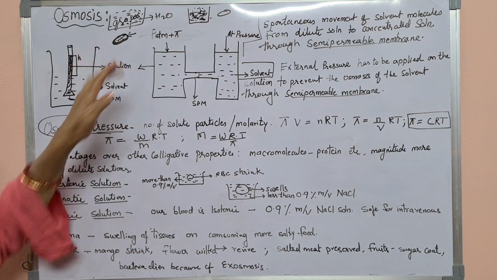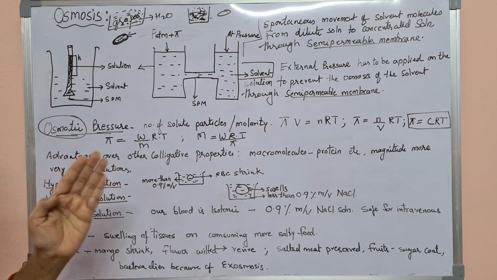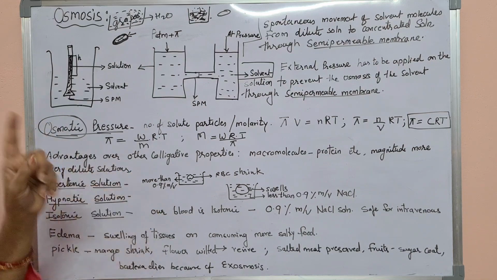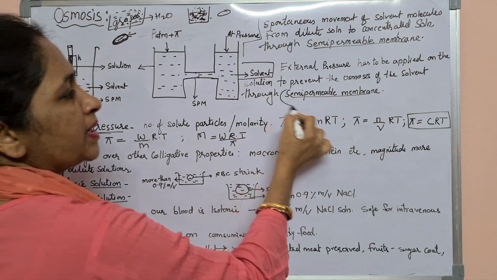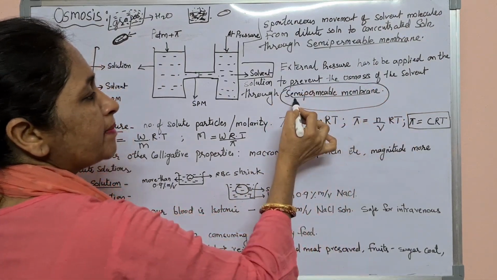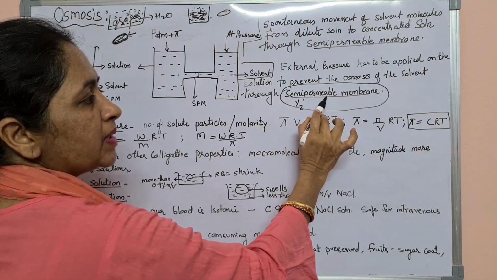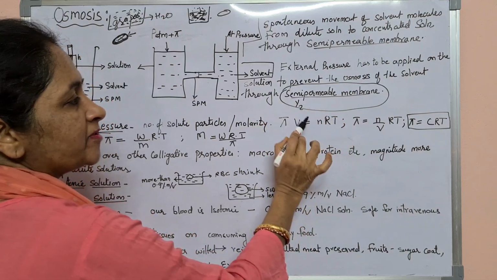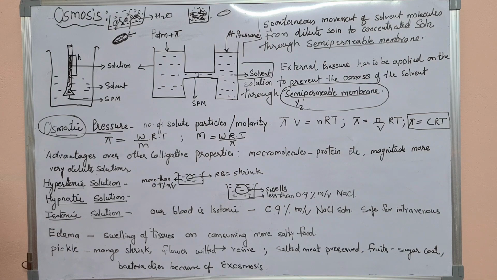This means the membrane is selective in nature, partial in nature. It allows only a few molecules, only solvent molecules. That is why this membrane is called a semi-permeable membrane. Semi means half, it allows half of the particles, and permeable means it allows passage. So that is what is called a semi-permeable membrane.